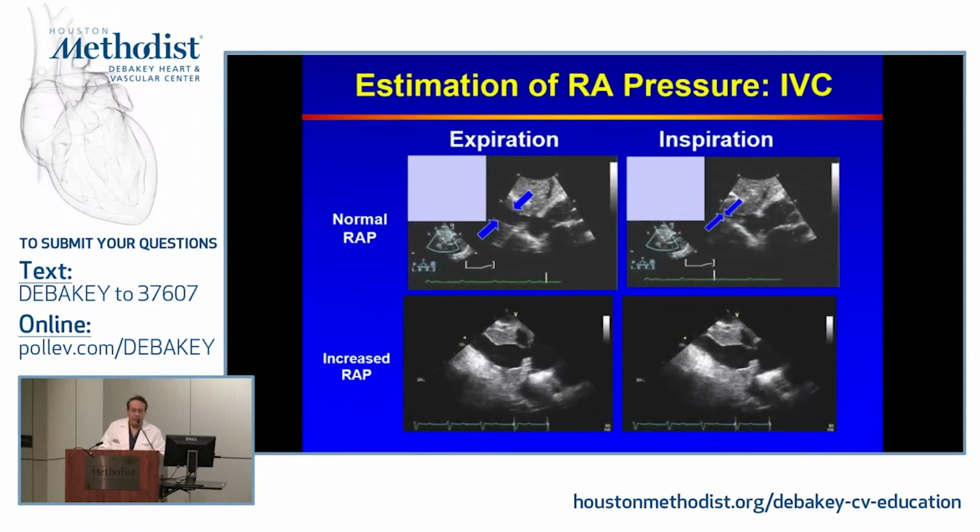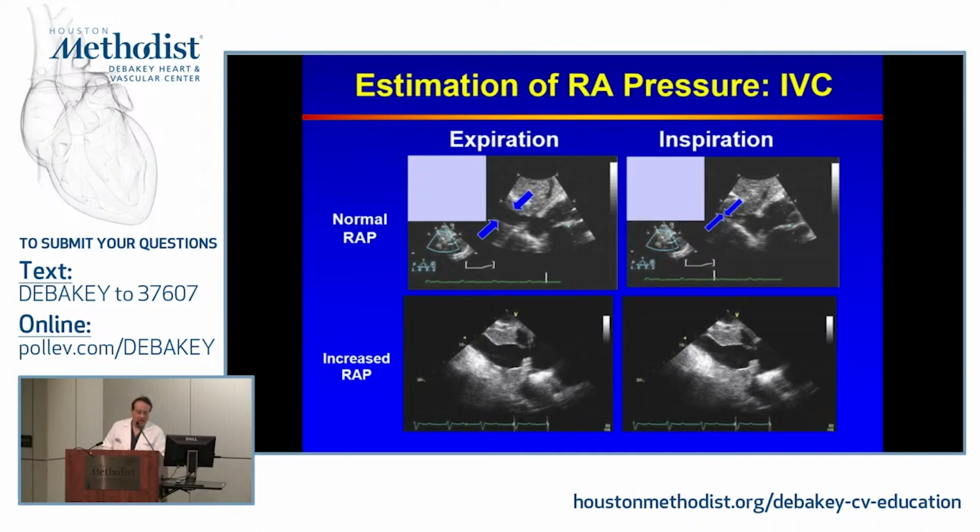So we talked about PA pressures. Let's talk about RAP. The first thing we rely on for the RAP is the inferior vena cava. We are taking somebody who is capable of breathing spontaneously, who will follow commands, who will do their best. We're not talking mechanical ventilation now.